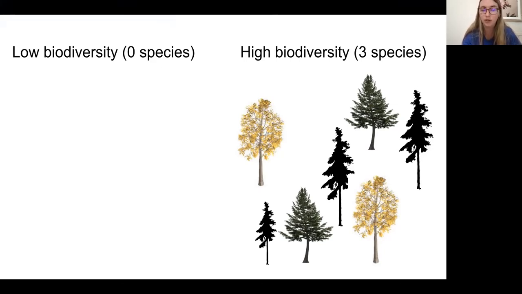But our low biodiversity forest doesn't have any trees left because it was a fir forest, whereas our high biodiversity forest only lost 2 trees in total. It still has 3 species of trees left over, which makes it more resilient in the long run when faced with a population of bark beetles infesting the forest.